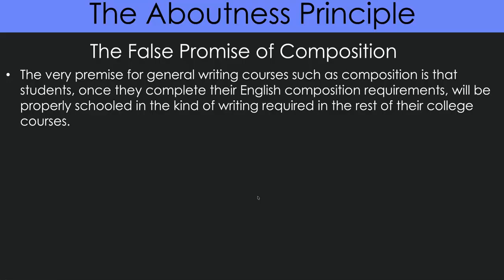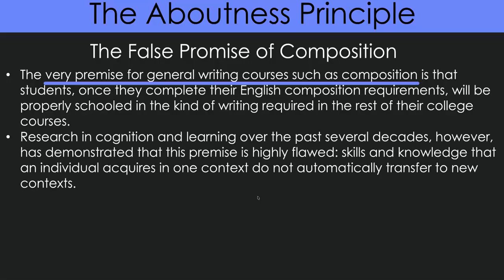Because we can also break this down not only at a paragraph level or a chapter level like I talked about, but also at a sentence level. So we know that the first sentence is about the very premise for general writing courses such as composition. If we look at the second sentence, which is talking about research on cognition and learning over the past several decades, well, that's what that one is about.